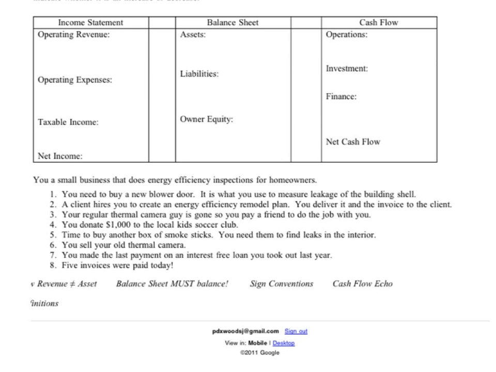Together to essential question number one. This is the one that was done on August 1st. It was about a small business that does energy efficiency inspections for homeowners. And the first one you take a look at here is you need a new blower door, which is a piece of equipment. It's what you use to measure leakage. And the idea is that you're paying cash for it.